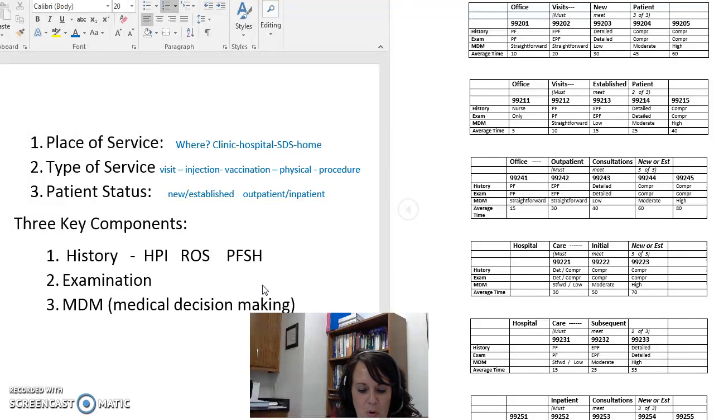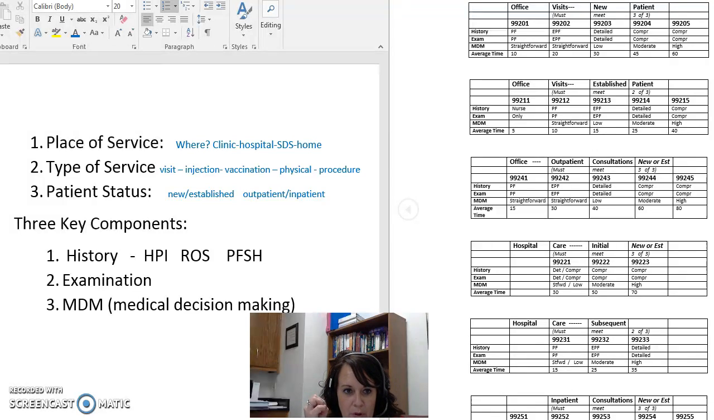Do you see in bold the bullets underneath? Underneath each code, there's a description, and then the 3 key components are listed there, just like they are on my screen. The history, the exam, and the medical decision making. So say for code 99204, a comprehensive history, a comprehensive examination, and medical decision making is moderate complexity. If those are the levels that your workbook gives you for that problem, your answer is 99204.